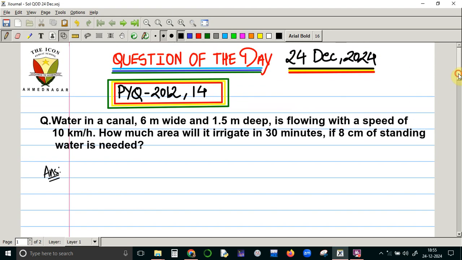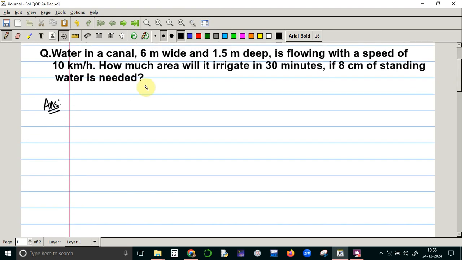Before we start the solution of this question, we must understand that the question is divided into two parts. First part is related to the canal, and second part is related to the water released in the field. So let's discuss the first part related to the dimension of the canal. Usually, the canals are considered rectangular, cuboidal in shape.